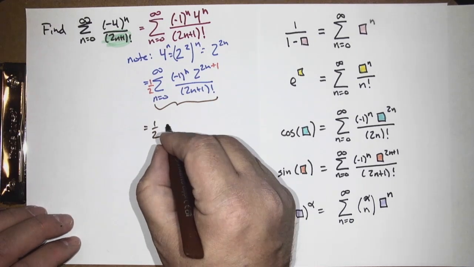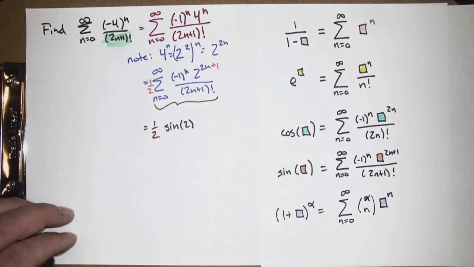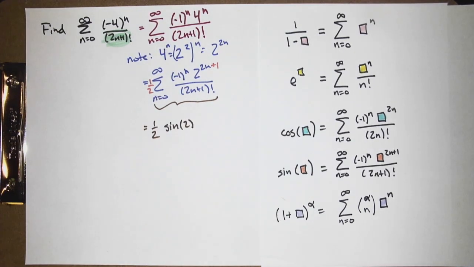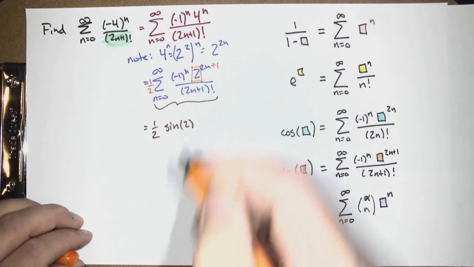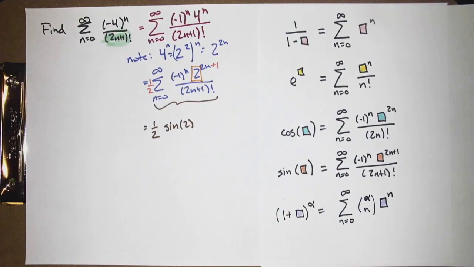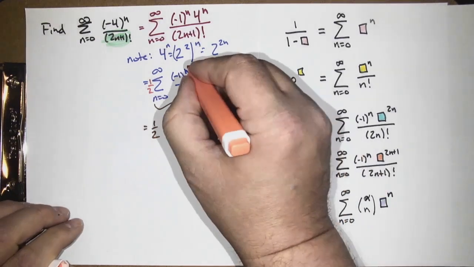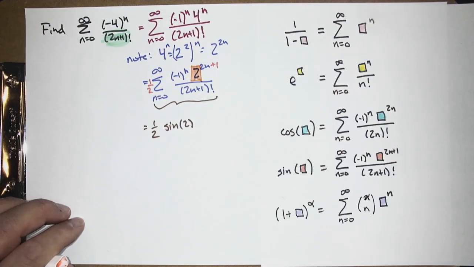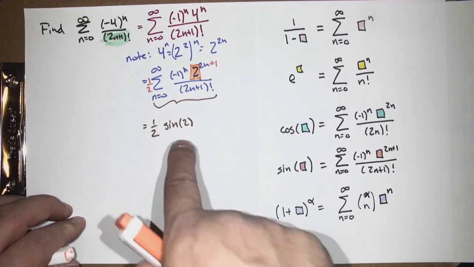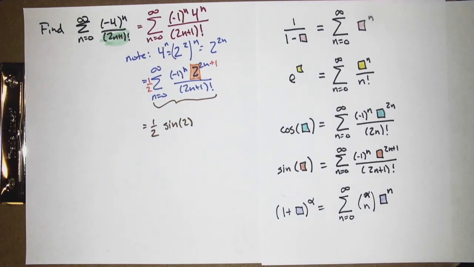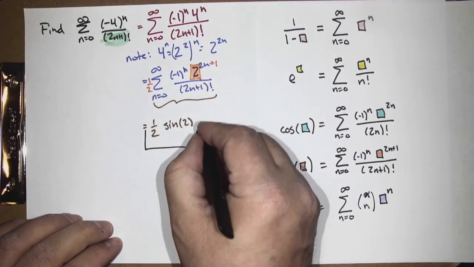Sine of 2. Because what's going on is we say, hey, we now have our box, and the thing inside of our box is a 2. So we can just say this whole thing is sine of 2. And so we have our answer: 1/2 times sine of 2.